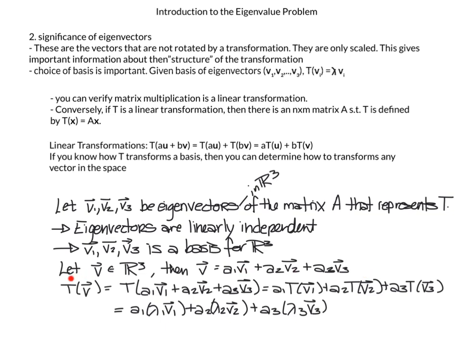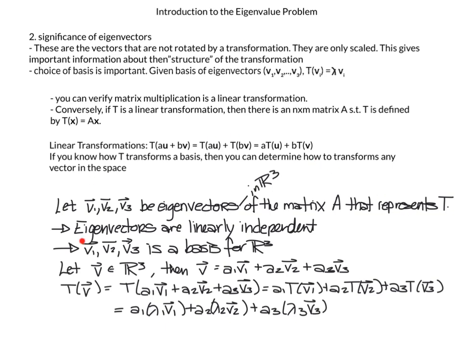eigenvectors. Then if we take the transform of v, that's the transform of our linear combination of v1, v2, and v3. Because it's a linear transformation, that's going to be equal to a1 times T of v1, plus a2 T of v2, plus a3 T of v3. But because v1, v2, and v3 are eigenvectors, T of v1 is simply lambda 1 v1, and T of v2 is lambda 2 v2, and T of v3 is lambda 3 v3.